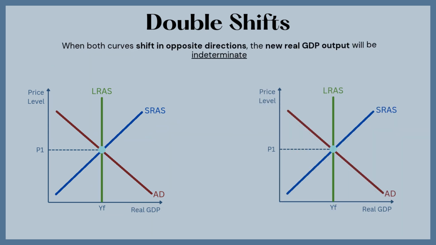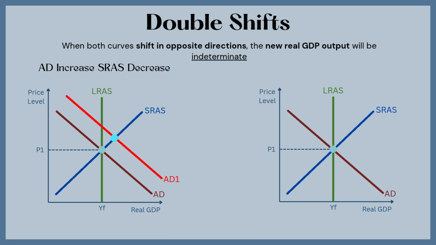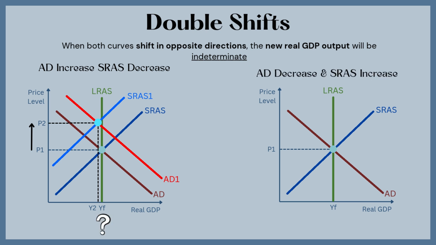When both curves shift in opposite directions, the new real GDP output will be indeterminate. When aggregate demand increases and short-run aggregate supply decreases, both shifts increase the price level but move real GDP output in opposite directions, meaning that it's indeterminate. When aggregate demand decreases and short-run aggregate supply increases, both shifts decrease the price level but move real GDP output in opposite directions, meaning that it's also still indeterminate.